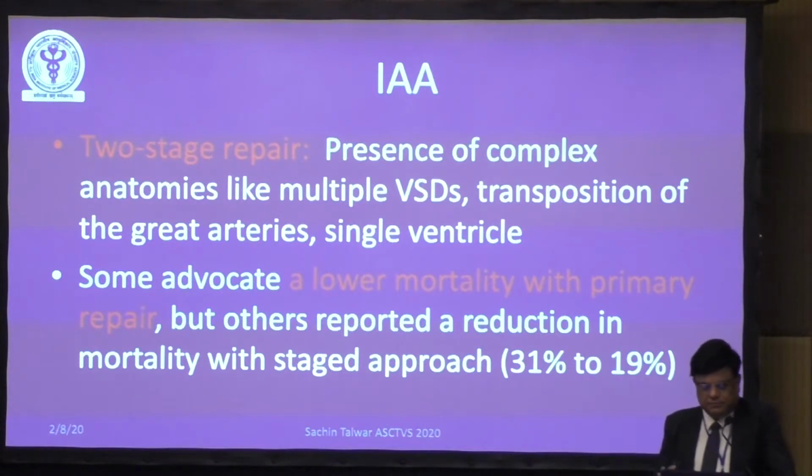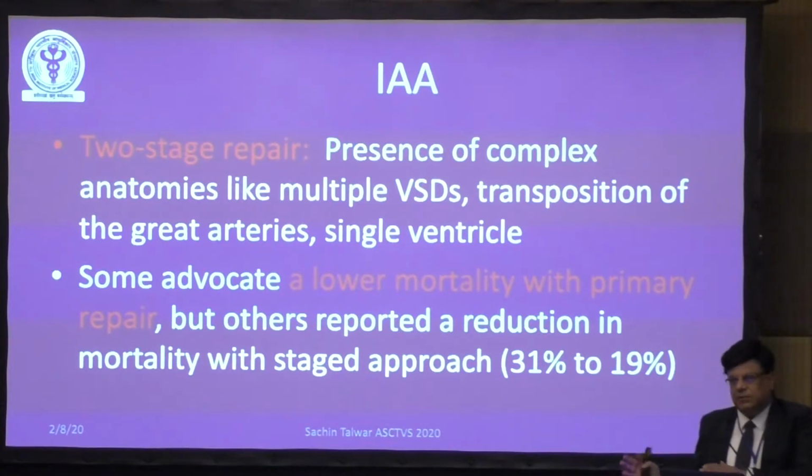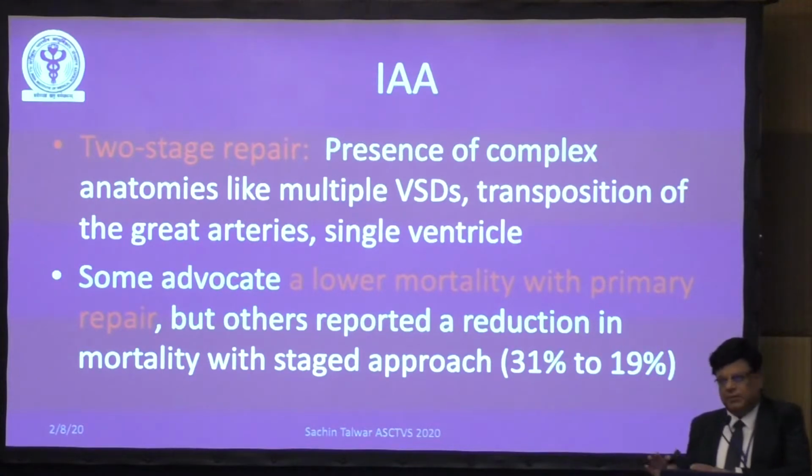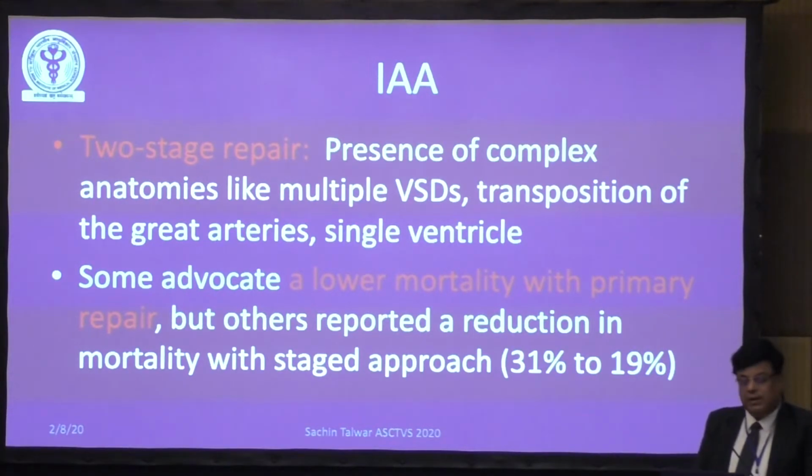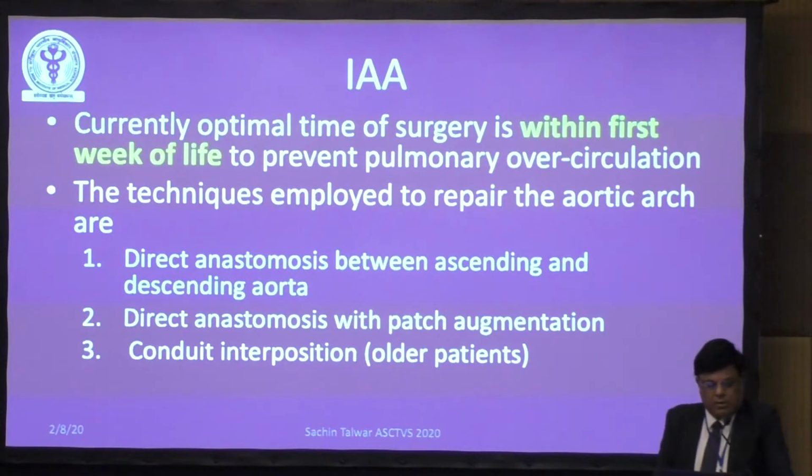One could be a two-stage repair, where you just manage the arch and do not do anything to the VSD or the associated anomalies, because that will again make the operation very complex, and some will advocate a lower mortality with primary operation. But the others have said that the mortality can be as high as 31%, but it can be reduced to 19% with a single stage. Now, currently, the optimal timing of surgery is within the first week of life to prevent pulmonary overcirculation, and the techniques employed to repair the interrupted arch could be a direct anastomosis between the ascending and the descending aorta, because in the neonate it is very easy to mobilize the aorta.